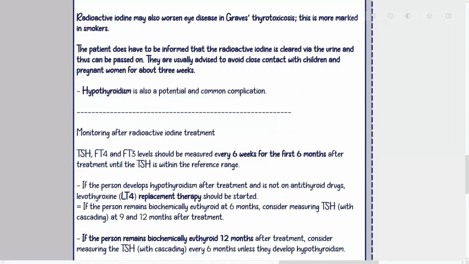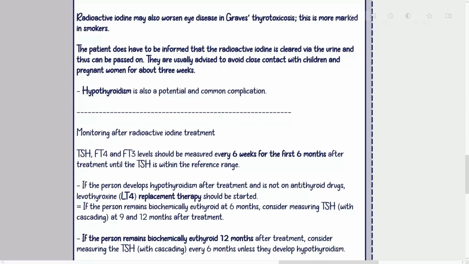Radioactive iodine may also worsen eye disease and Graves' thyrotoxicosis. This is more marked in smokers. The patient does have to be informed that the radioactive iodine is cleared via the urine and thus can be passed on. They are usually advised to avoid close contact with children and pregnant women for about 3 weeks. Hypothyroidism is also a potential and common complication.